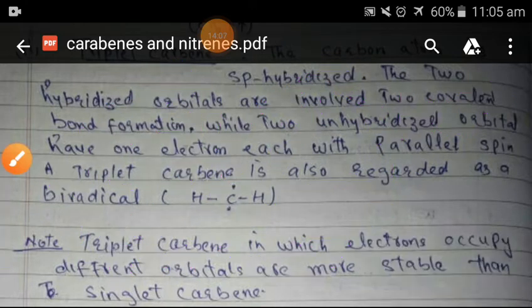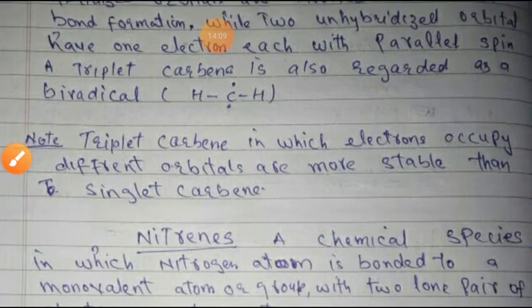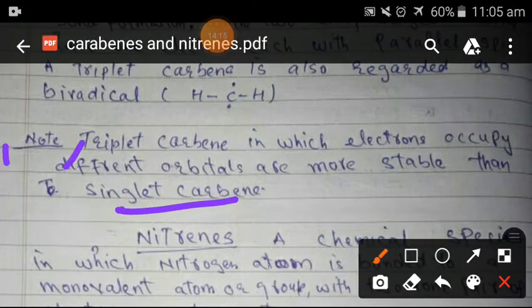Clear? So you see that triplet carbene, in which electrons occupy different orbitals, is more stable than singlet carbene. We have seen how the triplet carbene is formed, and what the orbital picture of the triplet or singlet carbene is. So triplet carbene is more stable as compared to singlet carbene.